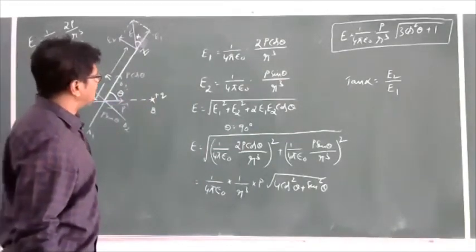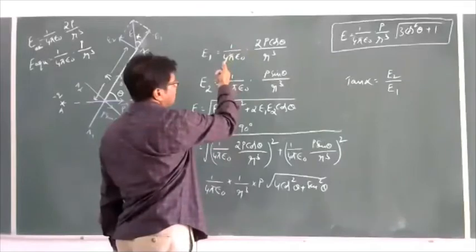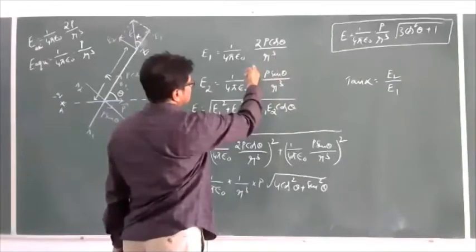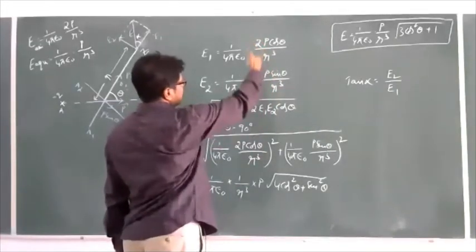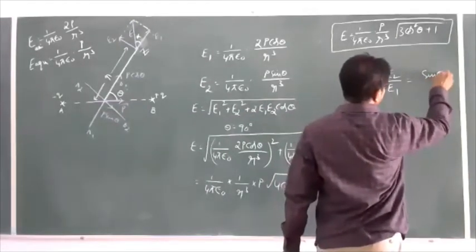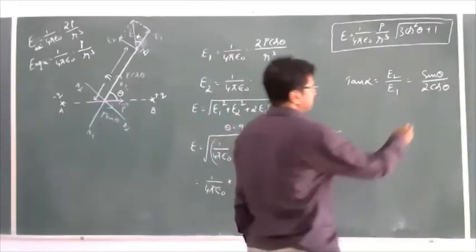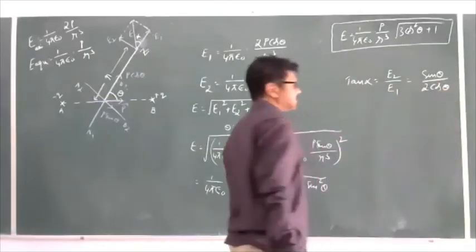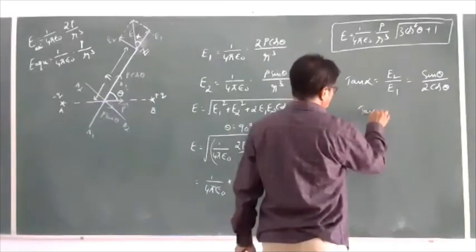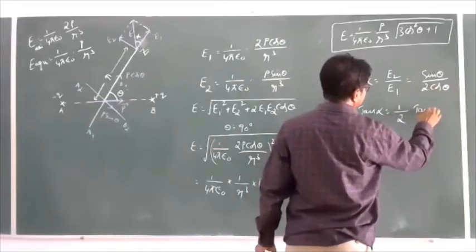Then if I divide these two, 1 by 4 pi epsilon naught and 1 by 4 pi epsilon naught get cancelled, r cube and r cube get cancelled, p and p get cancelled. Then ultimately we have sin theta by 2 cos theta. Then tan alpha is equal to half sin theta by cos theta, that is, half tan theta.